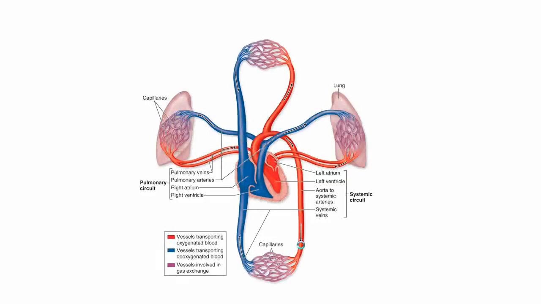The right side of the heart receives deoxygenated blood, and it sends this deoxygenated blood to the lungs to receive oxygen. The left side of the heart receives oxygenated blood from the lungs, and it pumps this out to the rest of the body and to the head. So think of the heart as a dual pump. It's got one pump that sends blood to the rest of the body and one pump that sends blood to the lungs to receive oxygen.